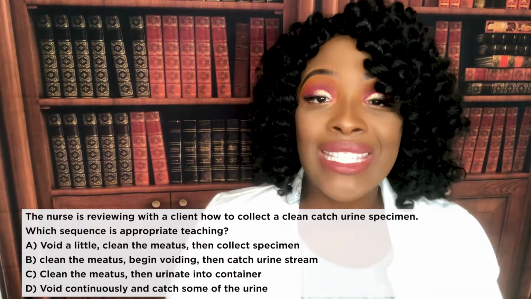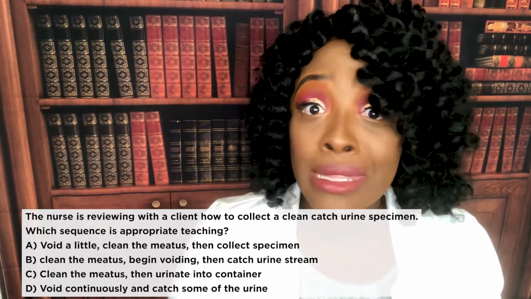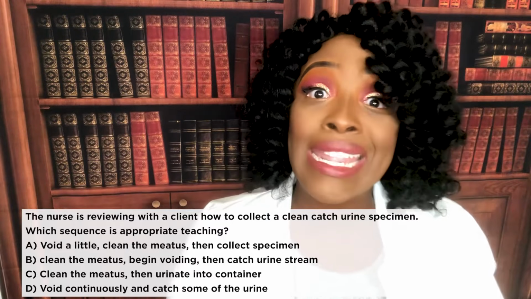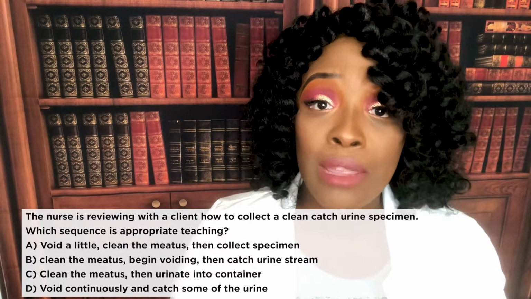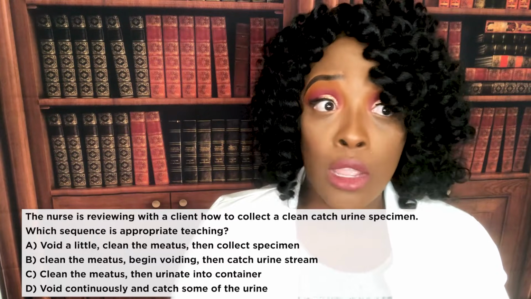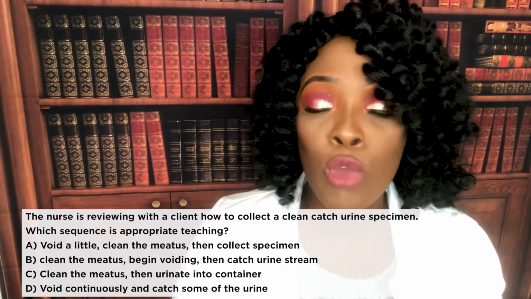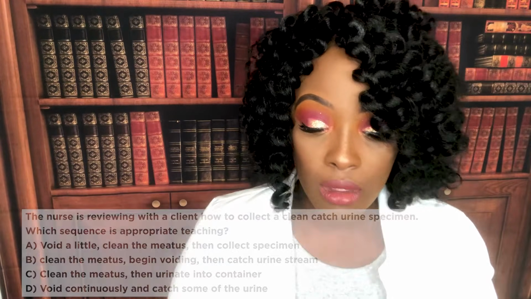Why? We want to catch what was sitting inside of the bladder, not what was sitting in the urethra. Not what was sitting in the meatus. We want what was inside of the bladder. So that's why we're catching it after the patient's already begun voiding. So what was in the urethra and on the meatus has already gone into the toilet. Then what you catch, you know for sure, that's what was in the bladder and not anywhere else.